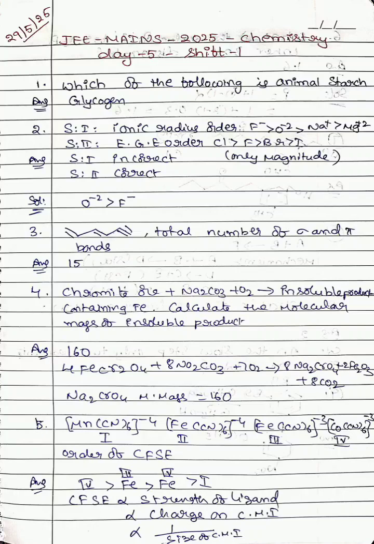Next one, they have given a structure in which they are asking for the total number of sigma and pi bonds. Total number of bonds are 15.